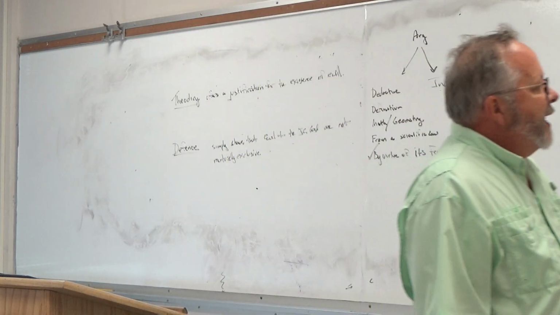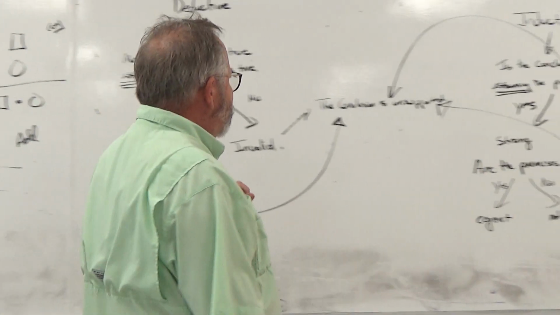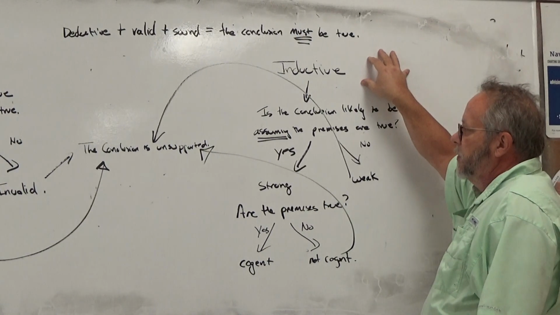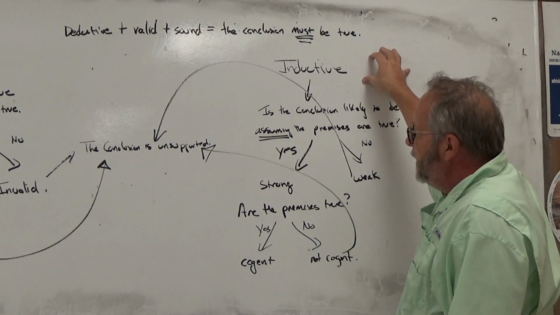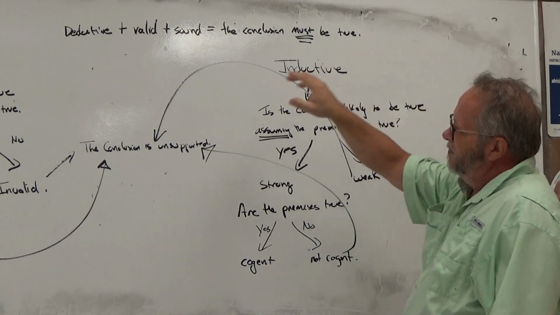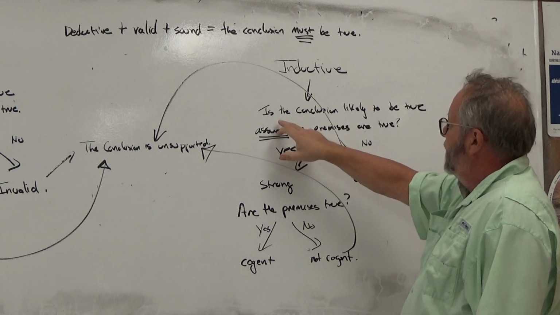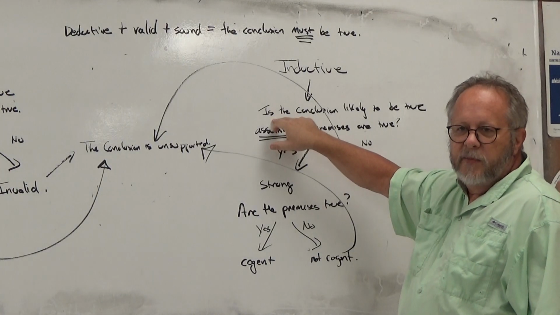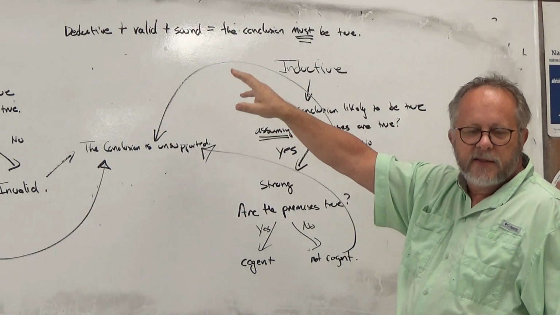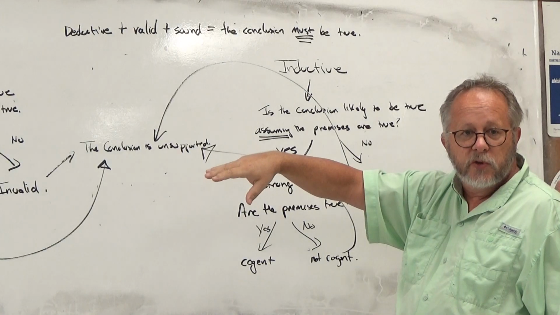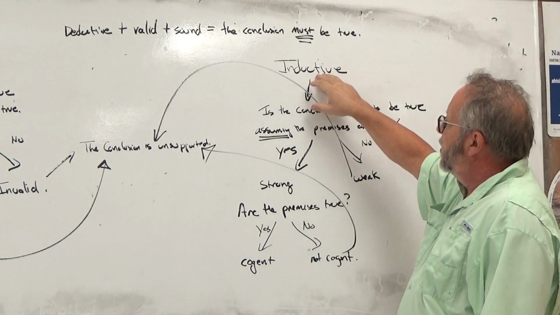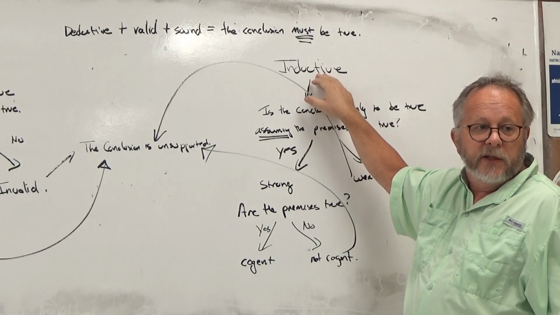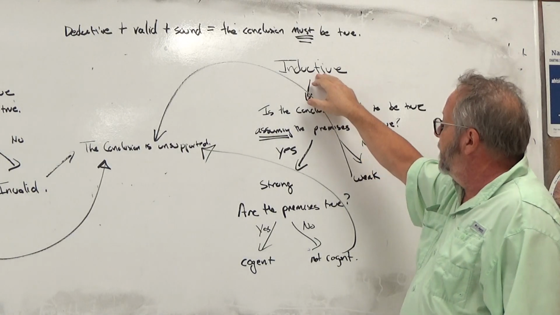Okay, so now we'll do a kind of a parallel process with inductive arguments. Suppose that we've determined that the argument is inductive. We're going to ask a question similar to that, but not exactly the same. Because remember, the difference between deductive and inductive arguments is deductive arguments use the kind of evidence that can, in theory, prove the conclusion to be true, whereas inductive arguments can only show that the conclusion is what? Likely to be true. Does everybody understand that?